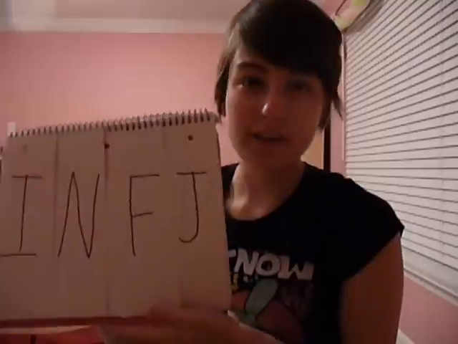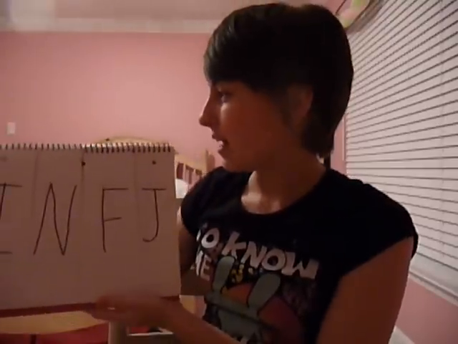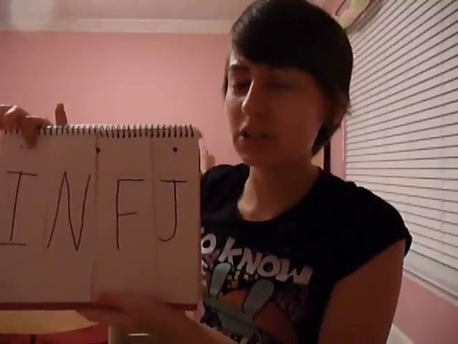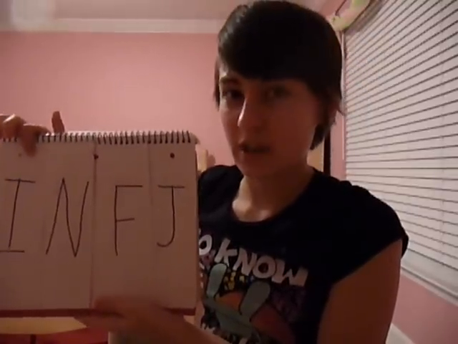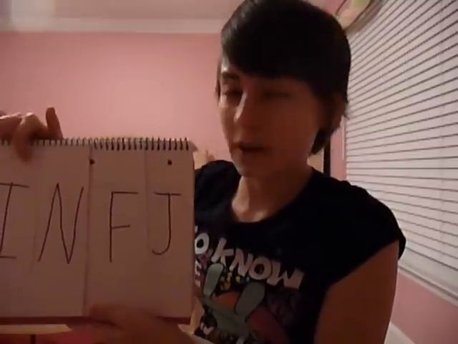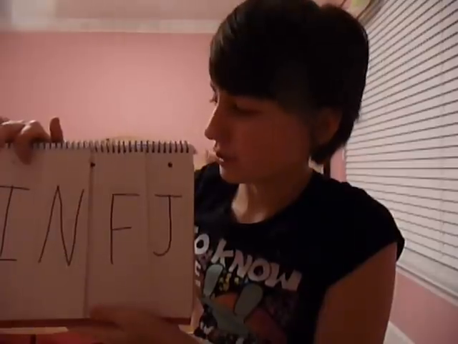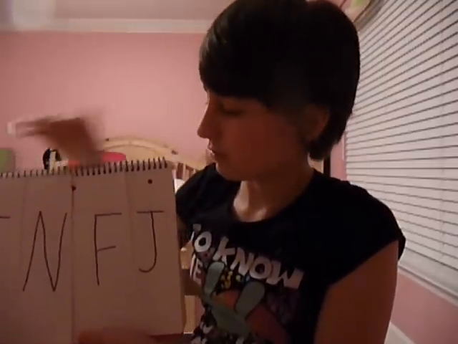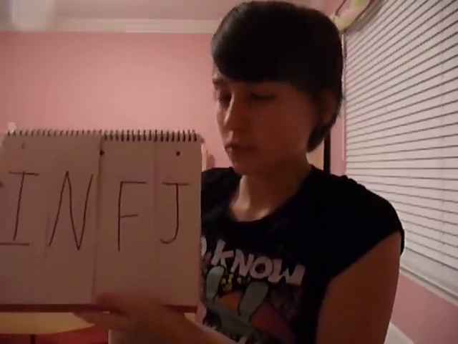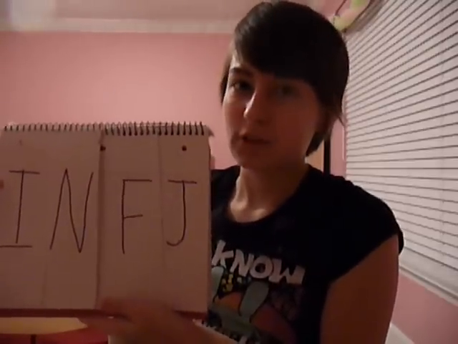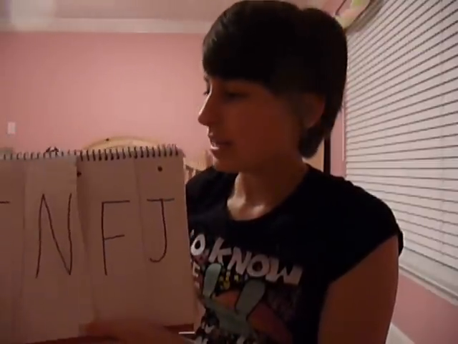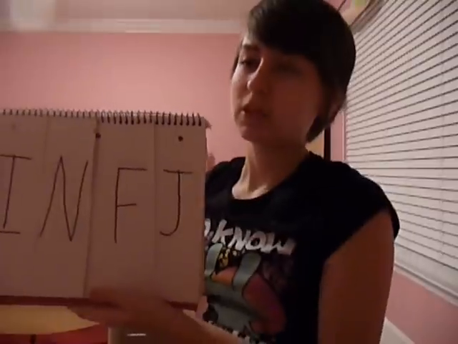So here I have INFJ, which is my type, and so we have introversion, which is going to determine the direction of the functions. Your first function is always going to be the same direction as the direction of your type. So I'm an introvert. INFJ type is introverted. So you know automatically that the first function in your 4 cognitive functions is going to be in the introverted direction.